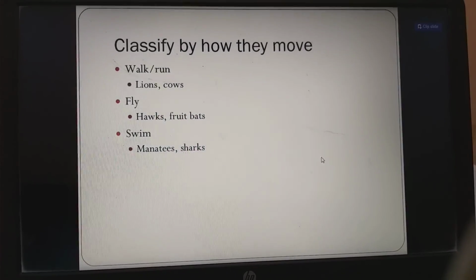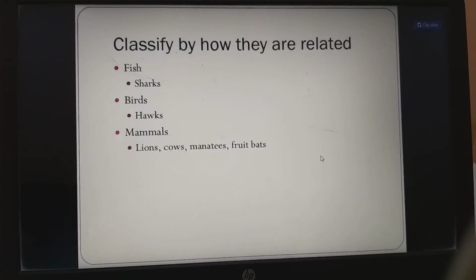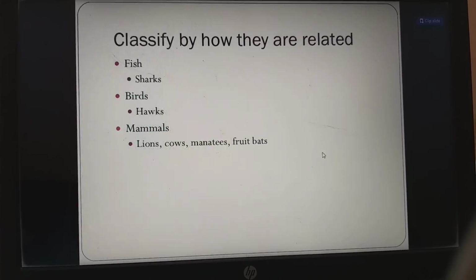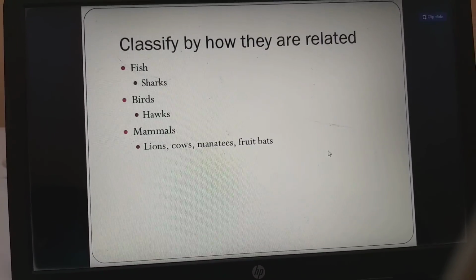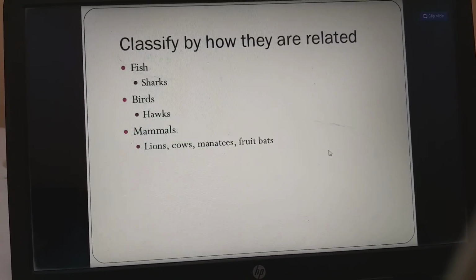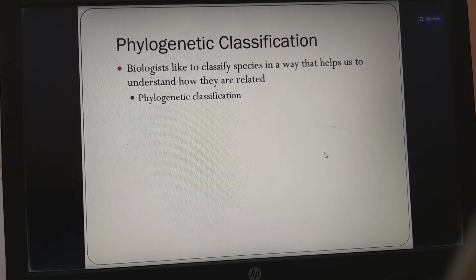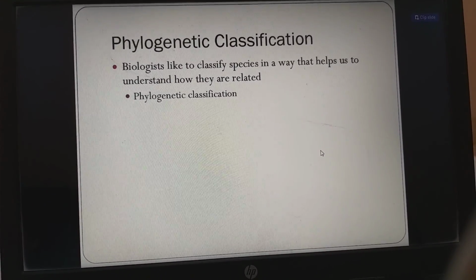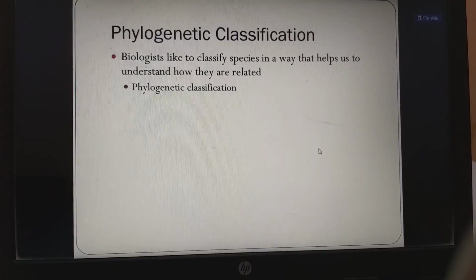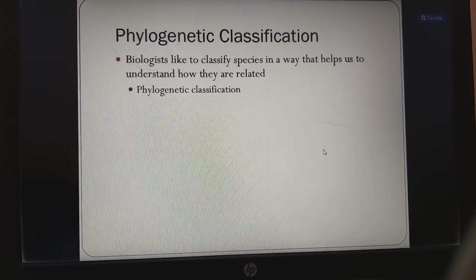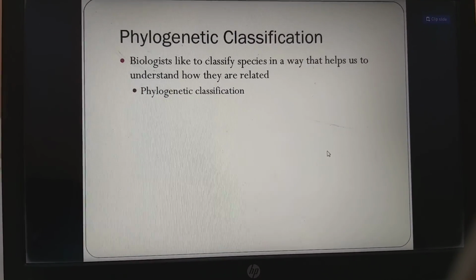Classifying by how they move: walk or run, lions and cows. Fly, hawks and fruit bats. Swim, manatees and sharks. Classifying by how they are related: fishes, the sharks. Birds, hawks. Mammals, lions, cows, manatees and fruit bats. Based on type, they are categorized into different groups. Coming to phylogenetic classification: biologists like to classify species in a way that helps us understand how they are related. That is evolutionary classification, which we call phylogenetic classification.